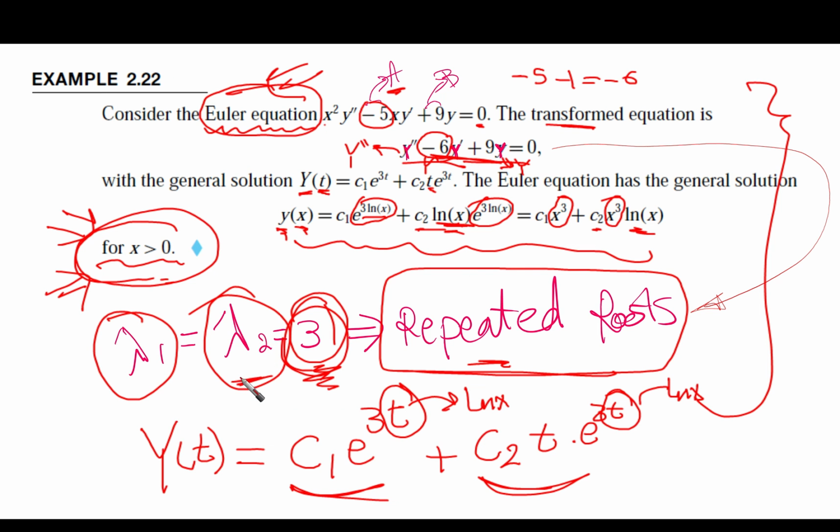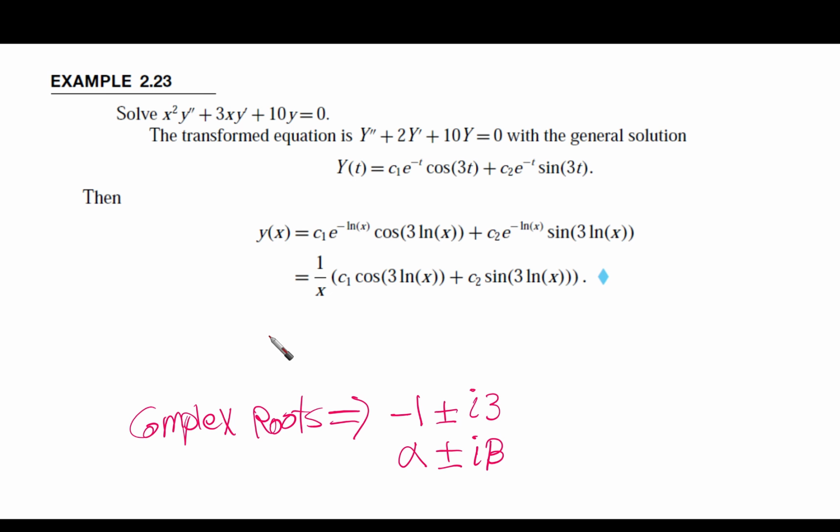Okay, now let's have another example and let's see how we are going to solve it. So we have here x squared y double prime plus 3x y prime plus 10y equals 0. Seemingly it is an Euler equation. X squared here, constant times x times y prime, plus constant times y. Then we are okay. We have a equals 3, and b equals 10.